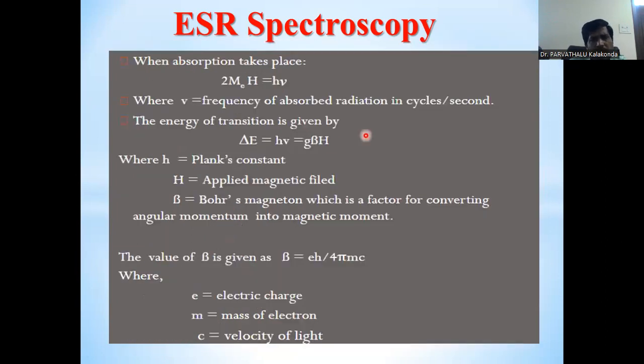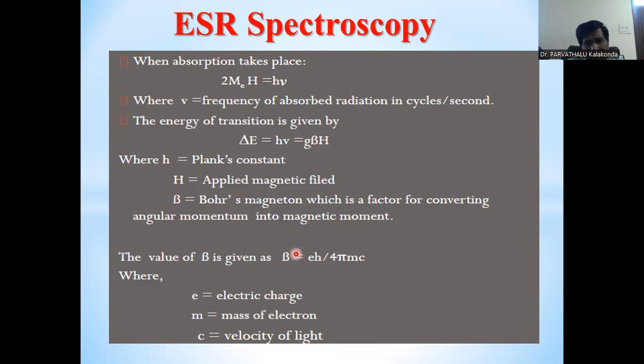And that can also be written as an equation: 2 mu H equals h nu. This is the absorption frequency or absorption energy, and nu is the frequency. The energy can also be written as h nu equals g beta H, where g is the g factor, beta is the Bohr magneton, and H is the applied field. So here it is beta, not B: g beta H. Beta is the Bohr magneton, it's very important, keep this in mind.